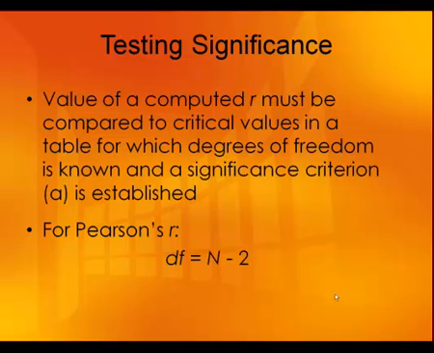So the value of a computed R must be compared to critical values in a table for which the degrees of freedom is known, and a significance criterion is established. So knowing if we want to look at the 0.05 level or the 0.01, which we've talked about before, and establishing degrees of freedom is a little bit different for a Pearson's R. For degrees of freedom, we take our total N, or our total number that we have sampled, minus 2.